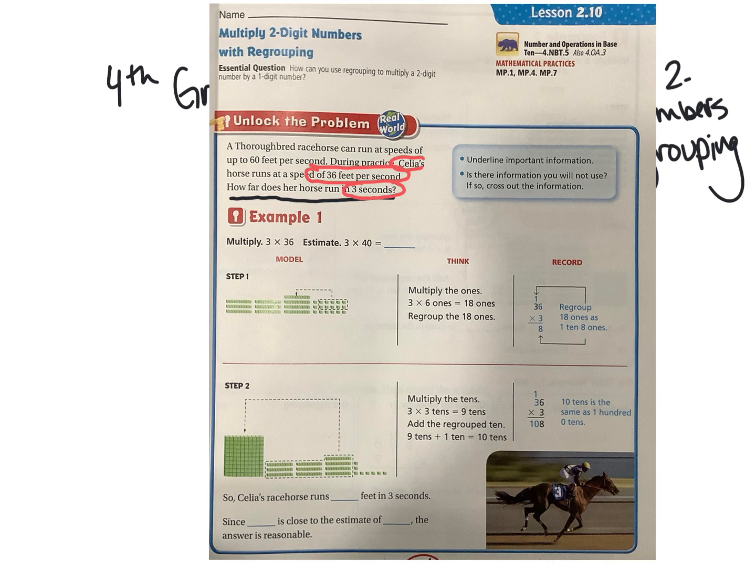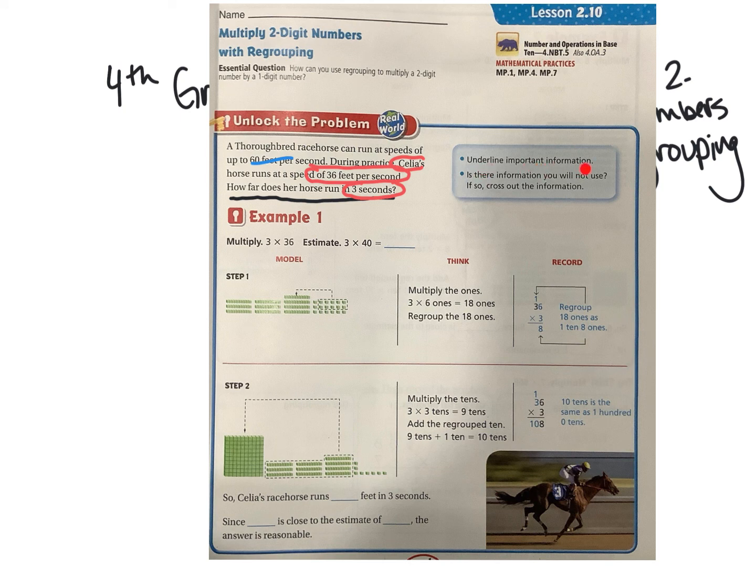They gave us information here about a thoroughbred racehorse running at speeds of 60 feet per second. Okay, but they didn't ask here about a thoroughbred horse and how far it runs in 3 seconds. It's really only asking us about Celia's horse specifically. So, they were trying to trick us. We don't need that information. We just need how fast Celia's horse runs, and then we'll figure it out.